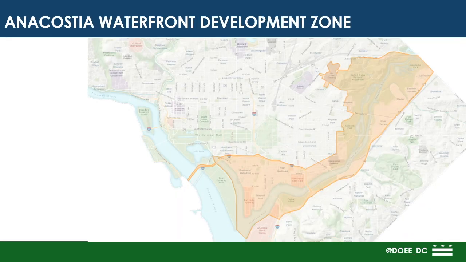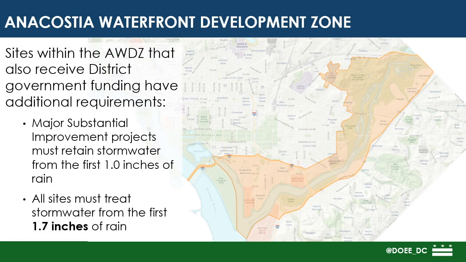There is an additional set of requirements that may apply to your project if it's in the Anacostia Waterfront Development Zone, or AWDZ, outlined in red on this map. For a project to be an AWDZ project, there are two conditions. First, be located within the highlighted area, and the second is to receive funding from the district government. If both conditions are met, then the project is subject to the additional AWDZ requirements shown here.